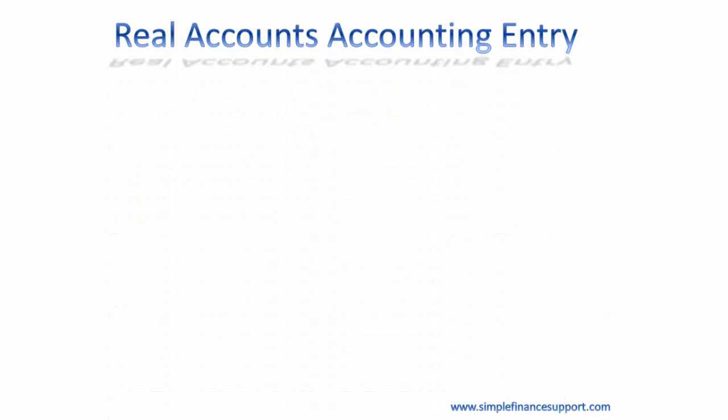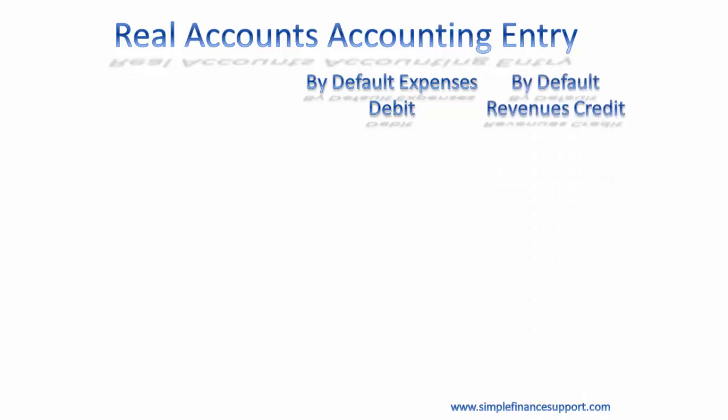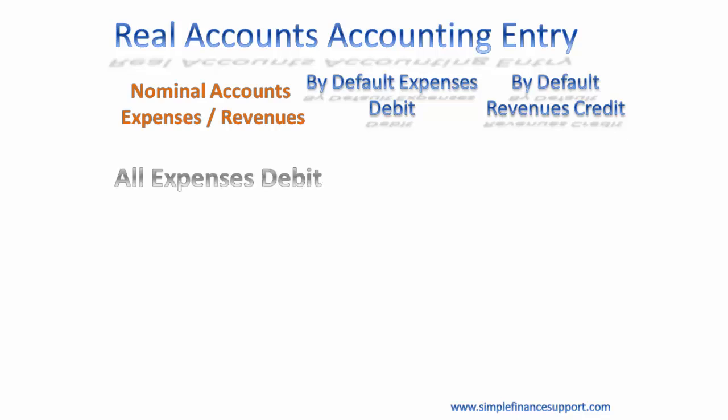Okay, so now let's look at real accounts accounting entry, which is like by default expenses are debit, and by default revenues are credit. So these are the nominal accounts, expenses and revenues, right? So let's look at it: all expenses are debit, all revenues are credit. That's what is happening. So obviously all revenues are credit here.